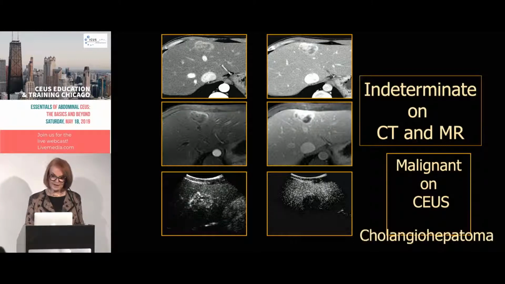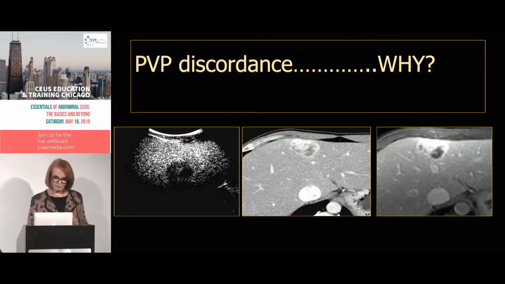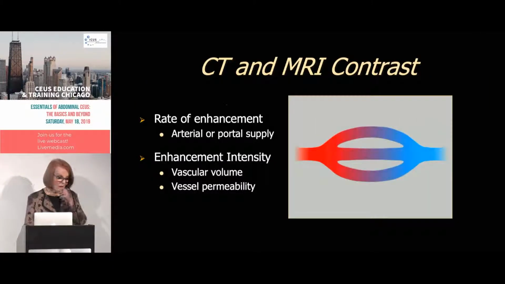And so what is this? In a 27-year-old, this is a cholangiohepatoma in a normal liver. That's a very, very astonishing thing. And over time, I've come to realize the benefit of doing ultrasound for indeterminate CT and MR of this nature. So this portal venous phase discordance, why does it happen? Ultrasound shows rapid, brisk washout, and CT and MR show instead either sustained or increasing enhancement.